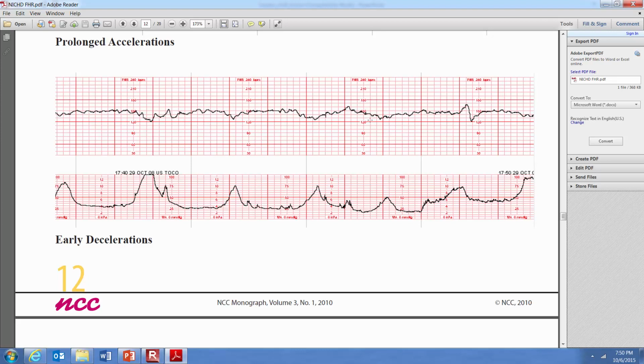But anyways, if you put your patient on the monitor in the clinic and you see this right here, early decelerations, and she says, oh my God, deceleration, is that bad?